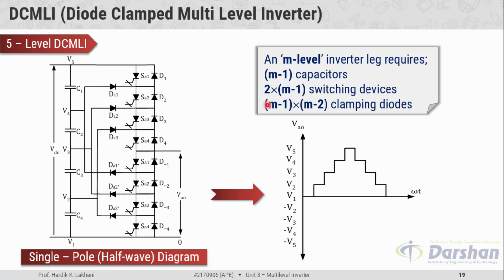Substitute M is equal to 5. 5 minus 1, answer is 4. And here 5 minus 2, answer is 3. So 4 multiplied by 3, that is equal to 12. 12 clamping diodes required to construct 5-level diode clamp multi-level inverter.